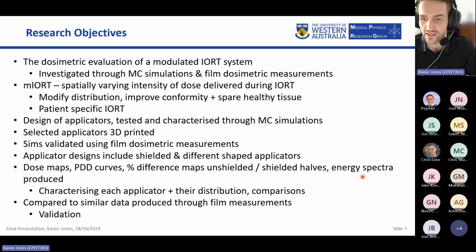Applicators will be designed and tested, characterized through Monte Carlo simulations, from which select applicators will be 3D printed. Film dosimetric measurements will be performed in order to validate these simulations. The applicator designs include shielded and different shaped applicators. Dose distribution data such as dose maps, percentage depth dose curves, and percentage difference maps between shielded and unshielded regions of the applicator will be produced, as well as energy spectra, in order to characterize each applicator and their distribution. These will be used to draw comparisons between different applicators. These will also be compared to the film measurements that will be taken to validate the MC data. An assumption will be made that if these select applicator models can be considered valid, then the rest of the MC data can also be assumed valid.